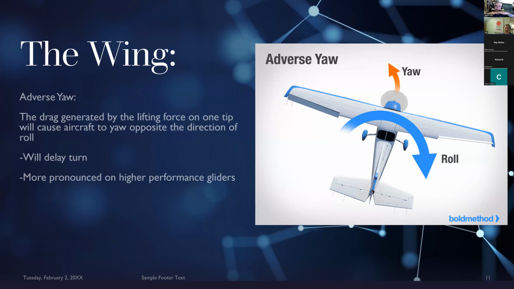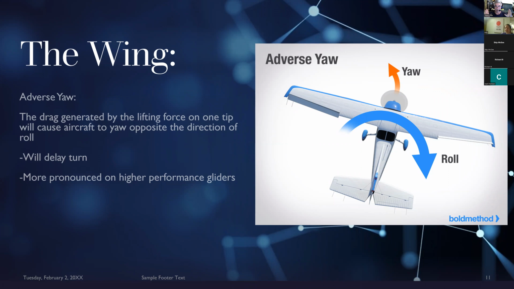It works opposite the direction you actually want to turn, right? Now it's more pronounced on high performance gliders. So you have what we call a larger aspect ratio. So the wing is thinner and longer. When that wing is shaped that way, the adverse yaw is worse.